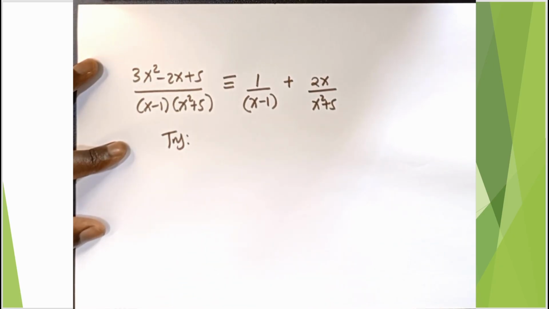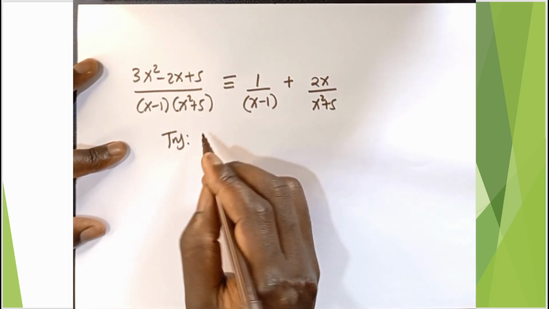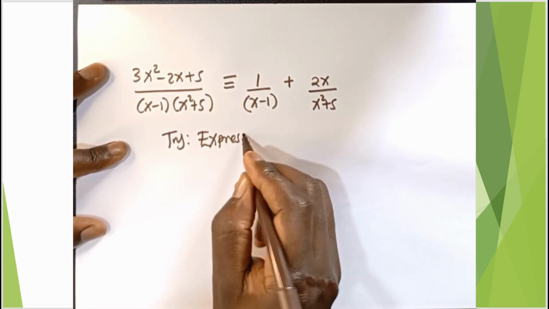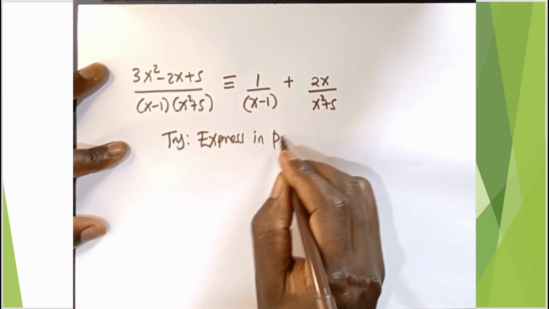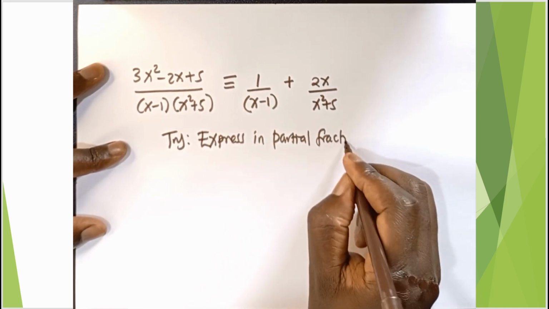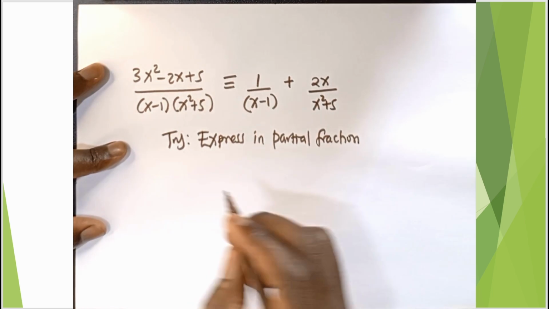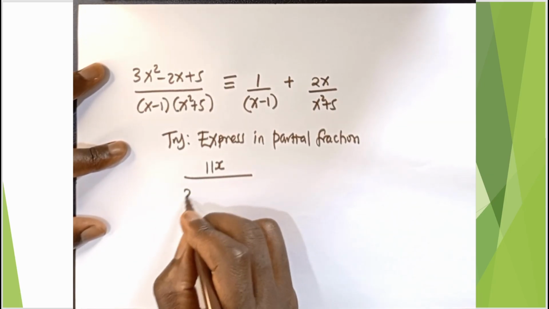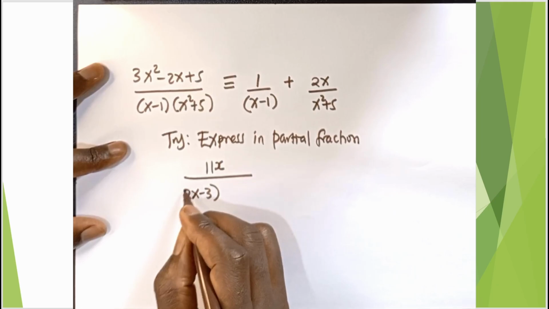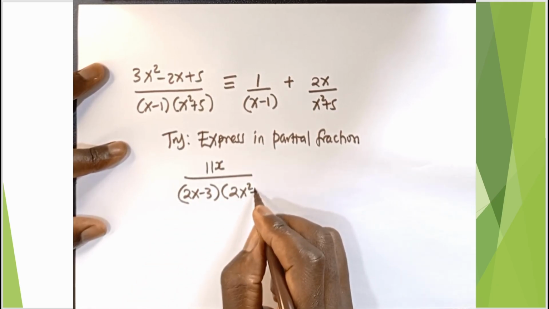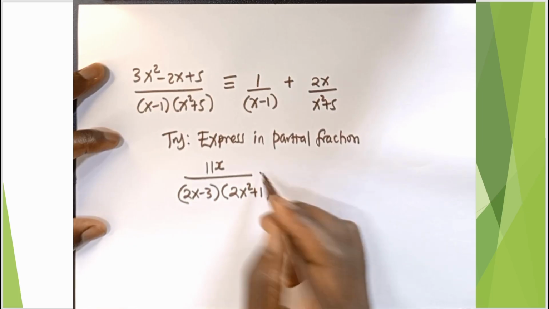Now you try your question. Your trial question goes: express in partial fractions 11x out of 2x minus 3 into 2x squared plus 1.